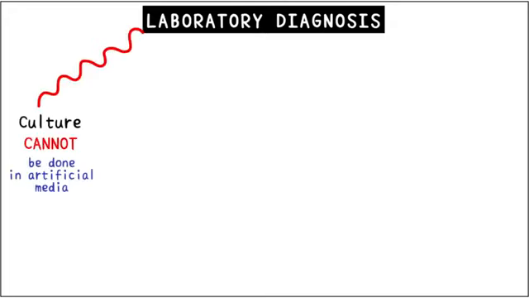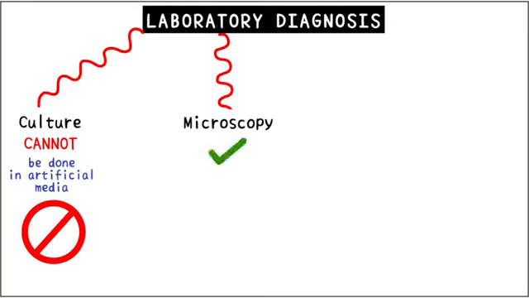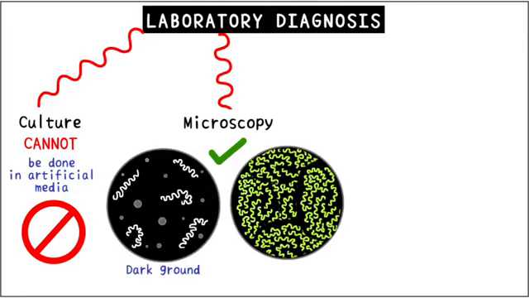Let us move on to the laboratory diagnosis of Treponema infection or syphilis. It is important to remember that it cannot be cultured in artificial media, so this method is not used for diagnosis. Microscopy is a good way to diagnose syphilis. There are a few specific stains on which it is easily visualized. Those are dark ground microscopy, direct fluorescent microscopy, and silver impregnation.